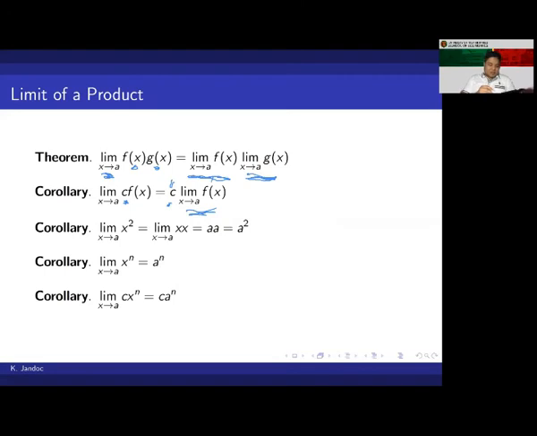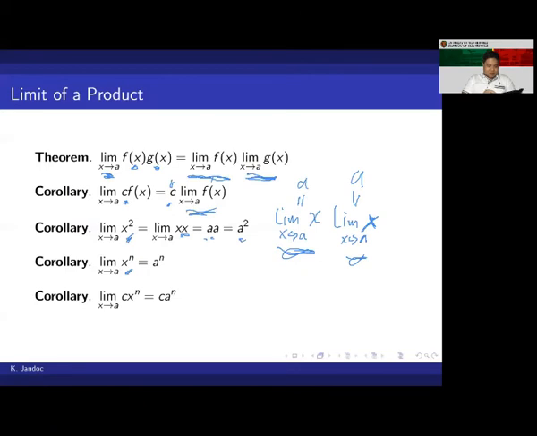If you have a square, for example x squared, this is a function, then it's the same as the limit of x times x. So you can have the limit as x approaches a of x, times the limit as x approaches a of this other x. Now you know from the previous slide that this limit is just equal to a, and this limit is just equal to a. So therefore, it's a times a, or a squared.